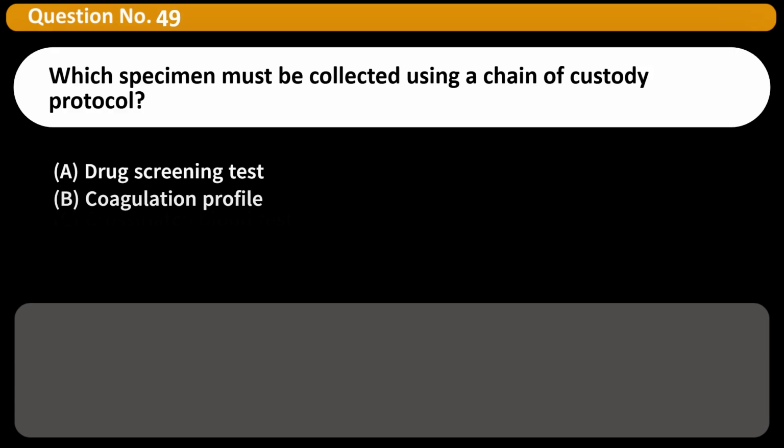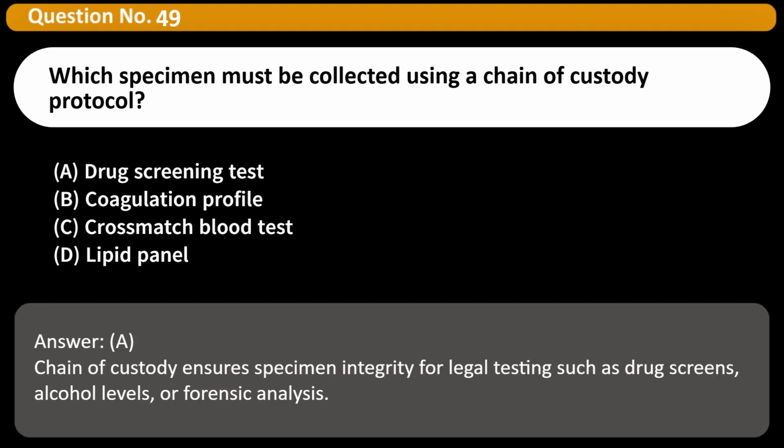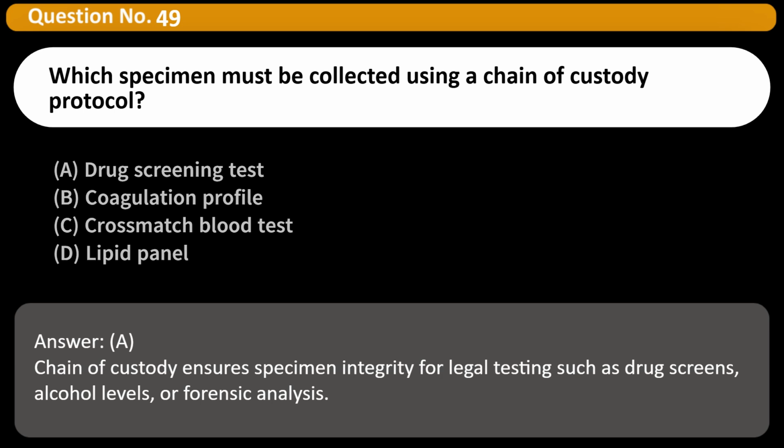Which specimen must be collected using a chain of custody protocol? A. Drug screening test. B. Coagulation profile. C. Cross-match blood test. D. Lipid panel. Answer A. Chain of custody ensures specimen integrity for legal testing such as drug screens, alcohol levels, or forensic analysis.